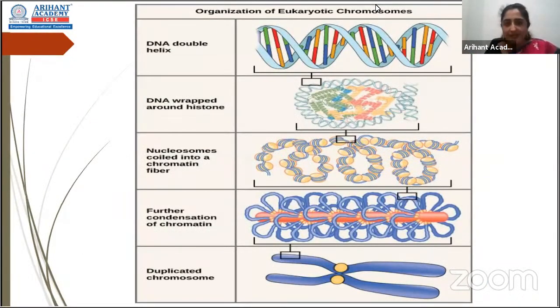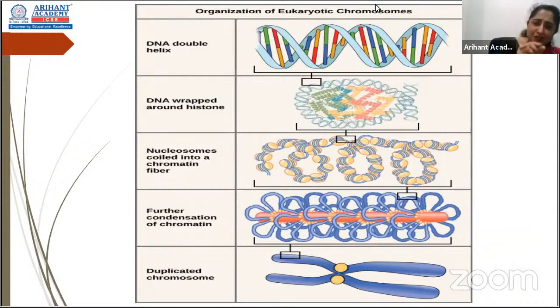You need to see this diagram from the bottom. Don't look from the top, look from the bottom. We are going to go in ascending order. So you can see your duplicated chromosome and the centromeres are very clearly visible. If I were to take a tiny section of the chromosome and look at it under the electron microscope, I would see a highly condensed chromatin fiber.